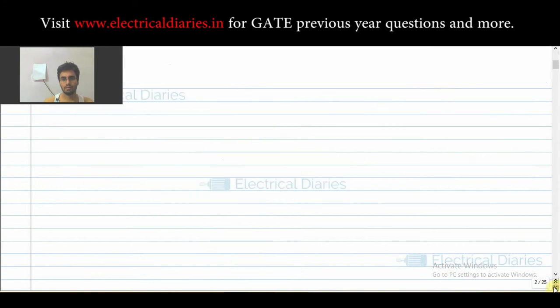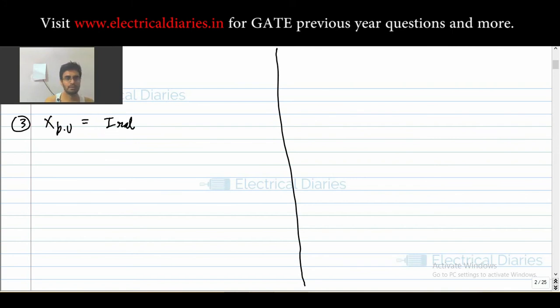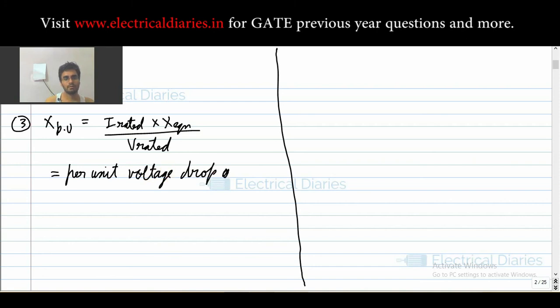Okay, so let me take it to the next page, and now we will see for X per unit also. X per unit will be, similarly, using the above analogy only. I hope you can derive this expression: I rated into X equivalent divided by V rated. Okay, so it can also be taken as per unit voltage drop across reactance.